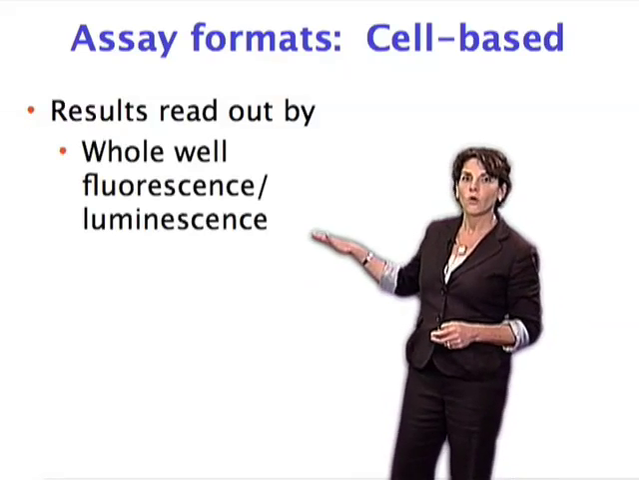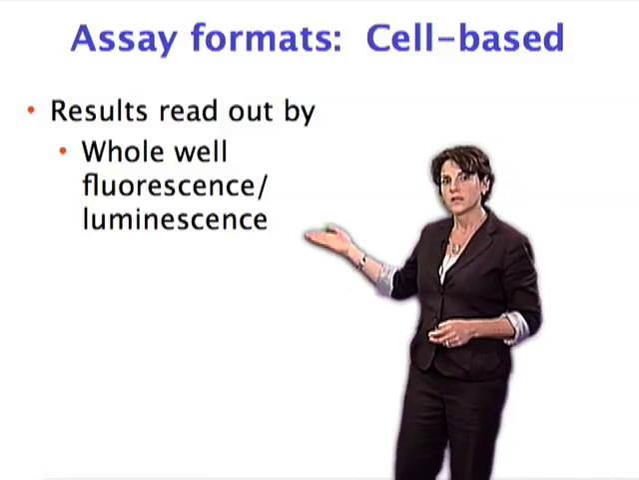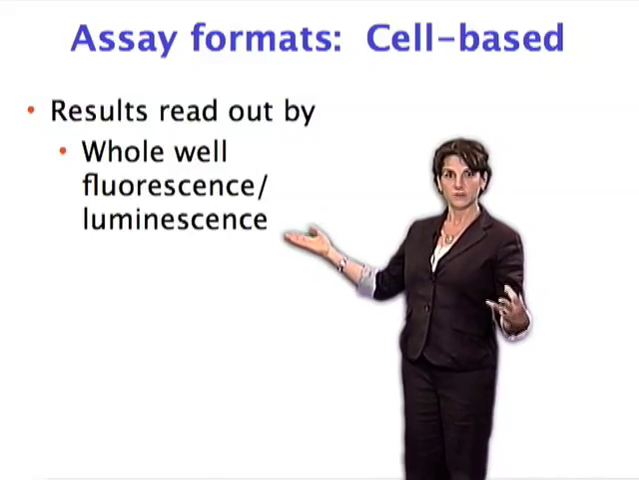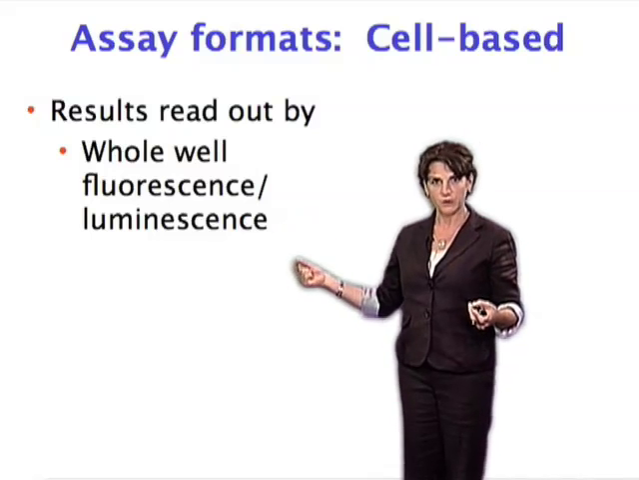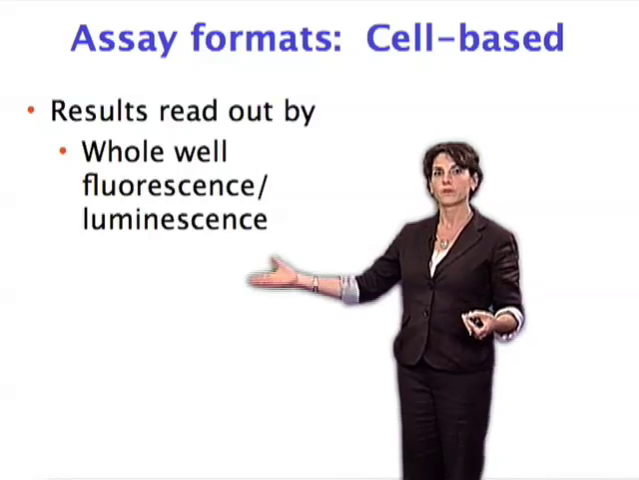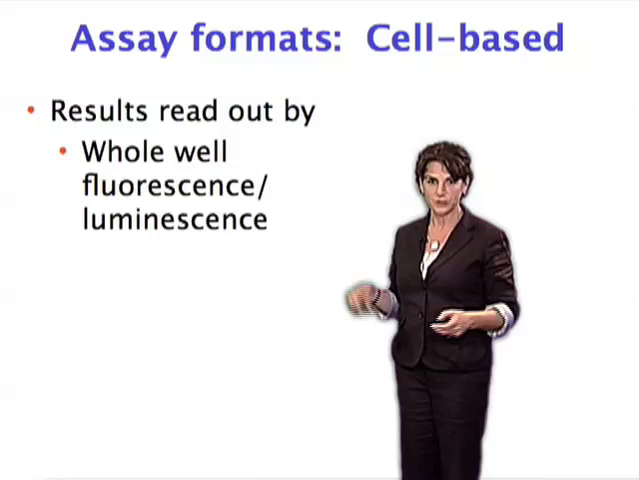One is to look at a whole well parameter, such as fluorescence or luminescence. So this would be an example of reporter cell lines, where you have a luciferase or you have a green fluorescent protein that's downstream of a promoter that you want to turn on or off. And if you alter the state of that promoter, then you're going to get more or less of that fluorescent or luminescent protein.